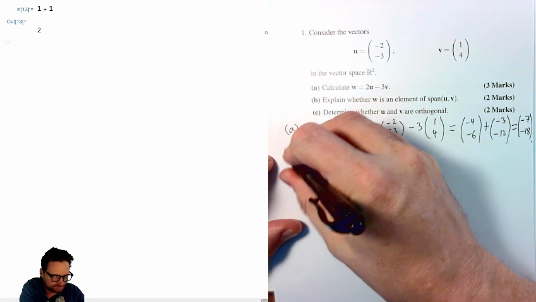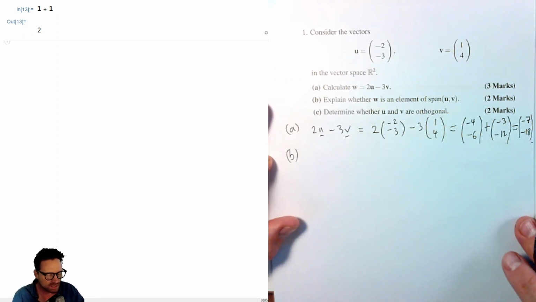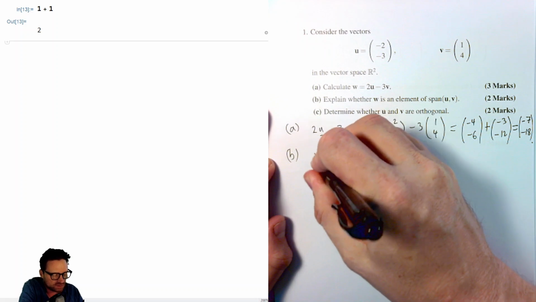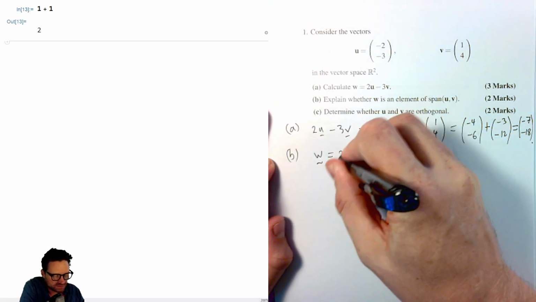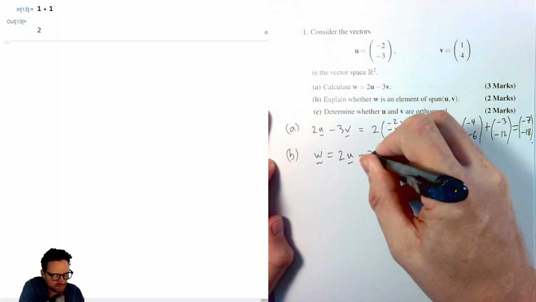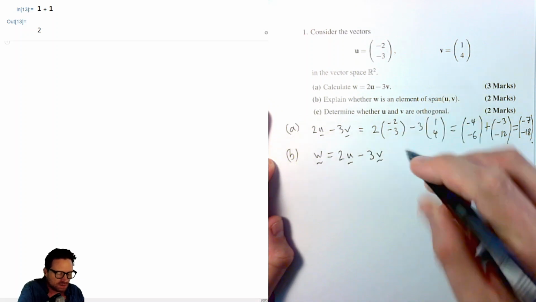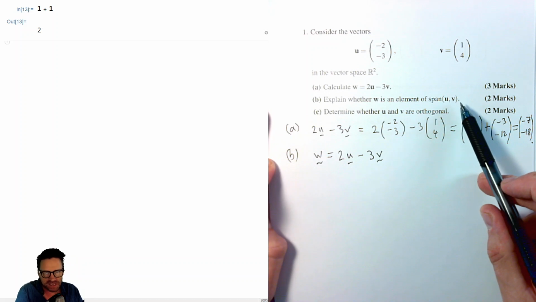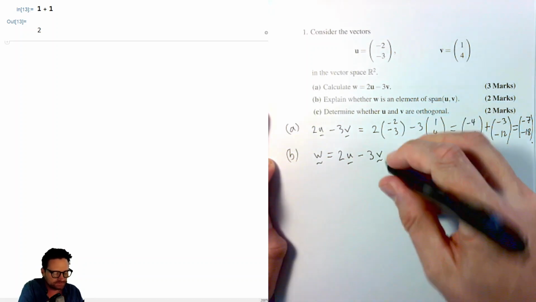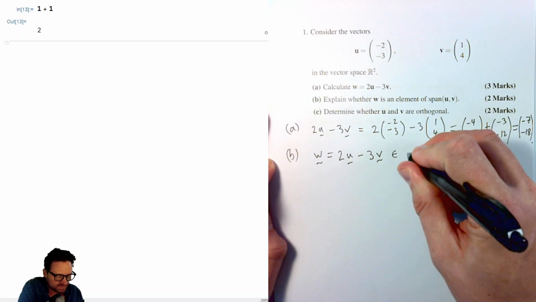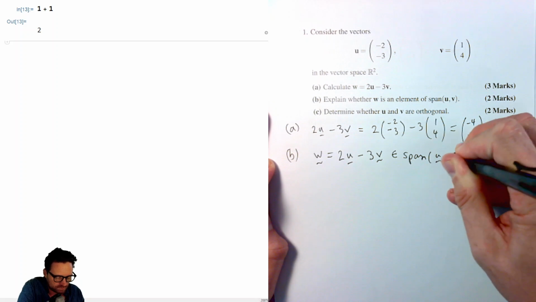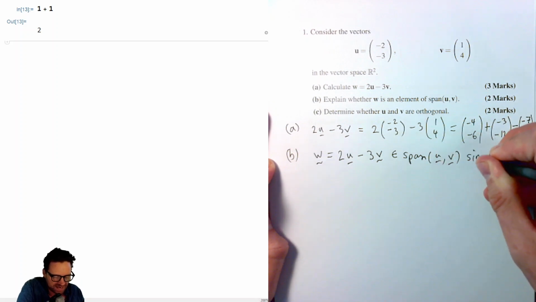Okay, part B. Explain whether w is an element of span of u and v. Yes, of course it is, because we have w is equal to 2u minus 3v. And remember that span of u, v is the set of all linear combinations of u and v. Let's say that, though.